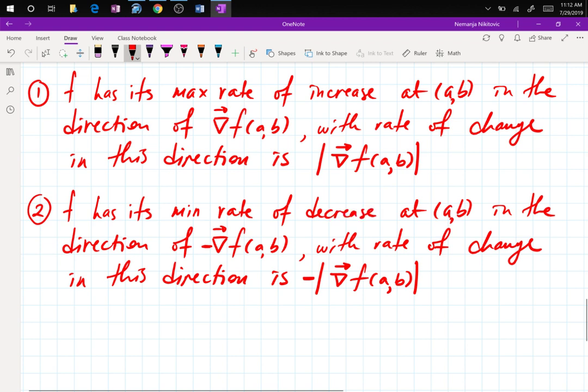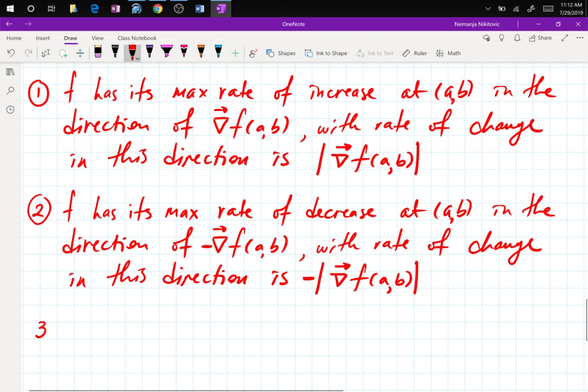So f has its maximum rate of decrease, maximum rate of decrease, not the minimum rate of decrease. It's the fastest way up and the fastest way down. So max in both cases. Maximum up, maximum down. So the steepest way up and the steepest way down are the gradient and negative gradient, with these formulas that compute the value.